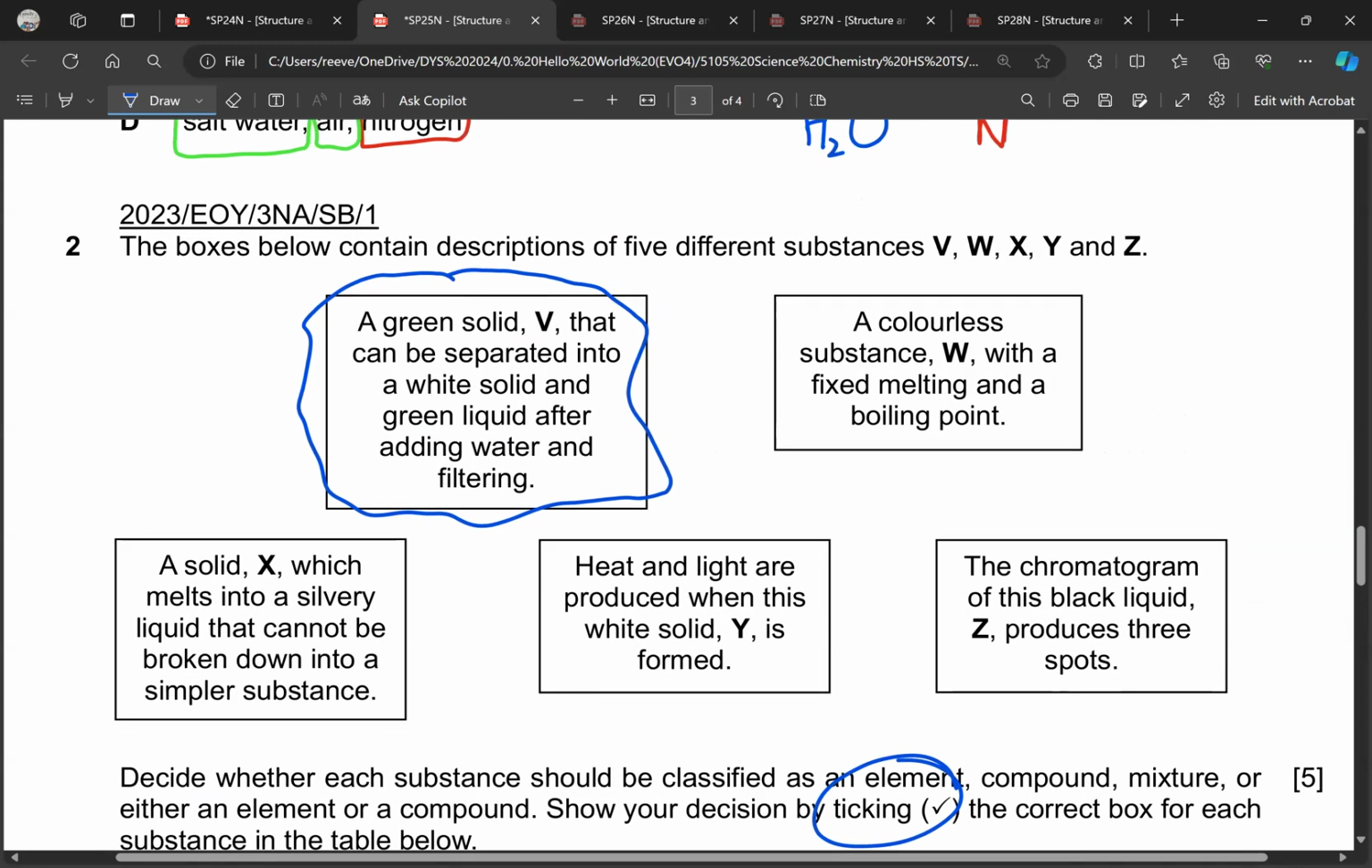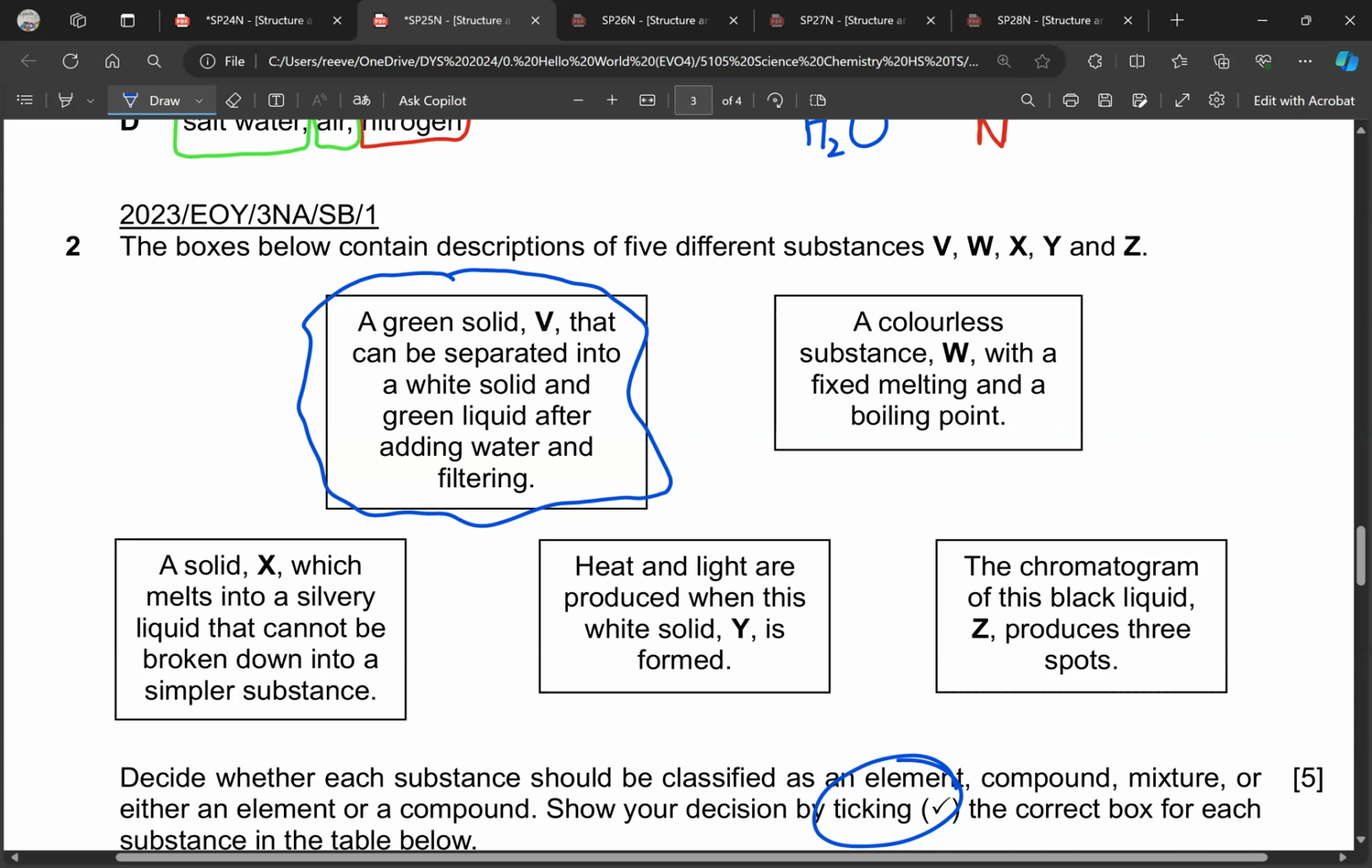If you think it belongs to that category, then you put a tick there. Okay, so let's begin. V is a green solid. Green tells me it's not a metal. It's definitely not a metal. What metal got green color? Metal is definitely silver color or gray color. Then gold metal, gold is gold color. So definitely V is not a metal.